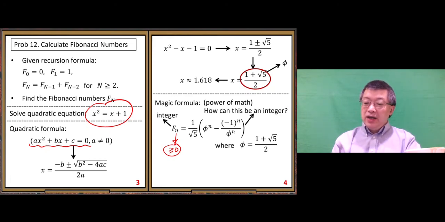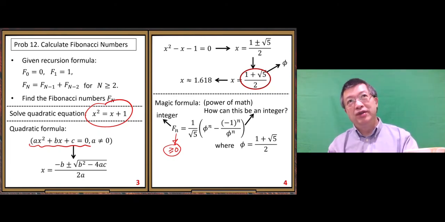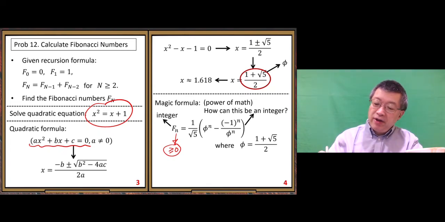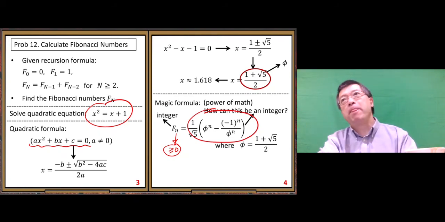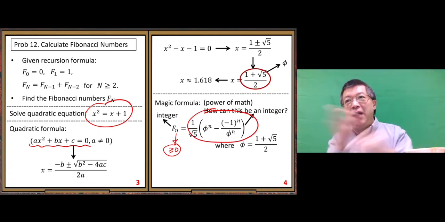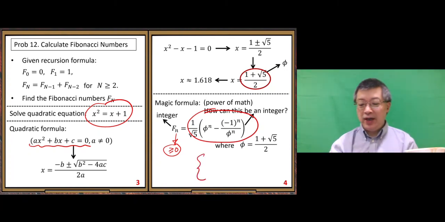First, how can this be an integer? We don't try to prove that it is an integer first, because it is not that easy to prove. We just want to prove this whole expression is the Fibonacci number. So that's the first thing. Here we do 2 steps. First, prove the formula, because we have the explicit formula.